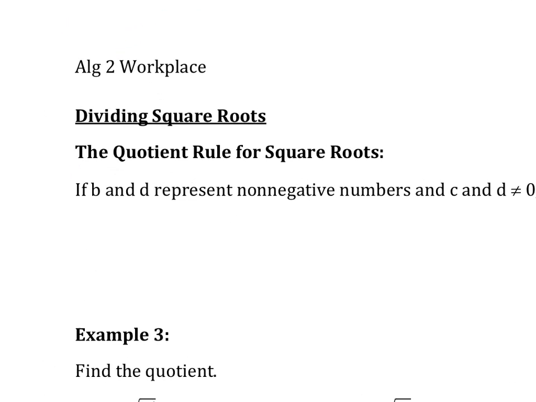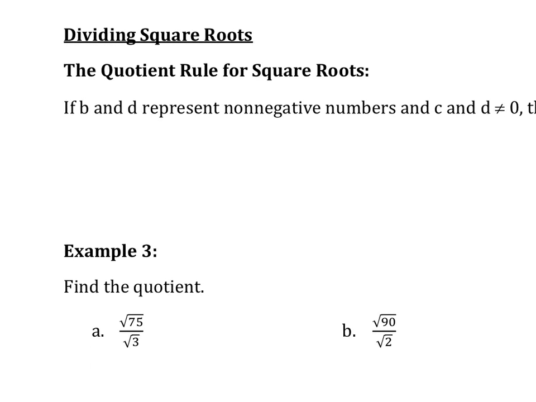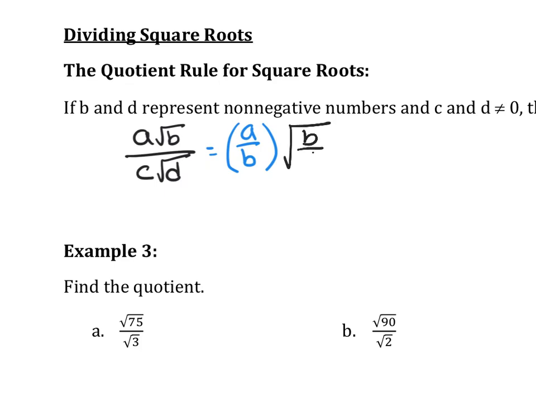Okay, so now moving on to dividing. So you can use a quotient rule. It's similar to the product rule, where if we have a square root b divided by c square root d, then we can divide the numbers that are not in a square root, and we can divide the two numbers that are in square roots. And then always use simplify.